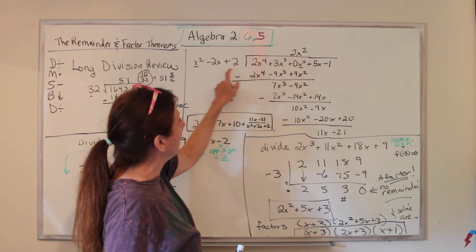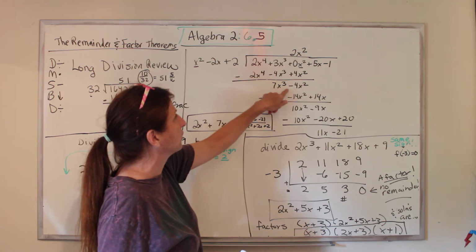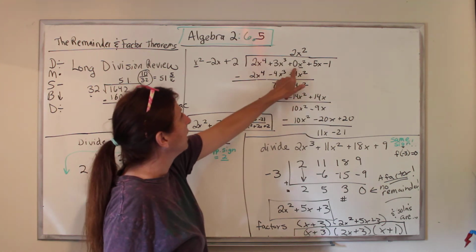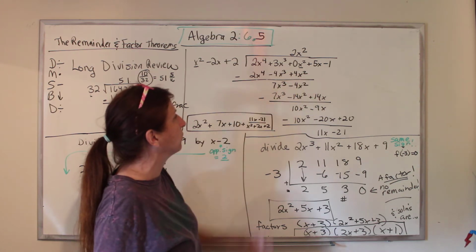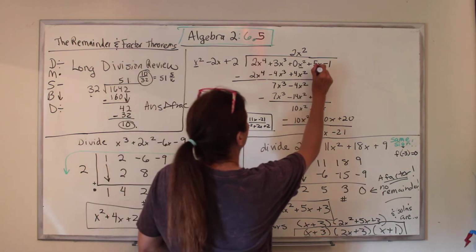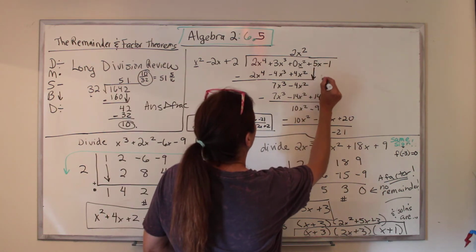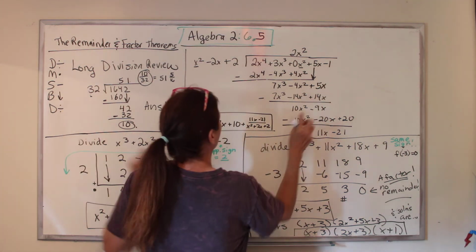3x cubed minus 4x cubed. Two negatives make a positive, so it's 7x cubed. And then 0x squared minus 4x squared is negative 4x squared. So now we bring down, so I'm going to bring down my 5x. Bring down, and now we divide again.